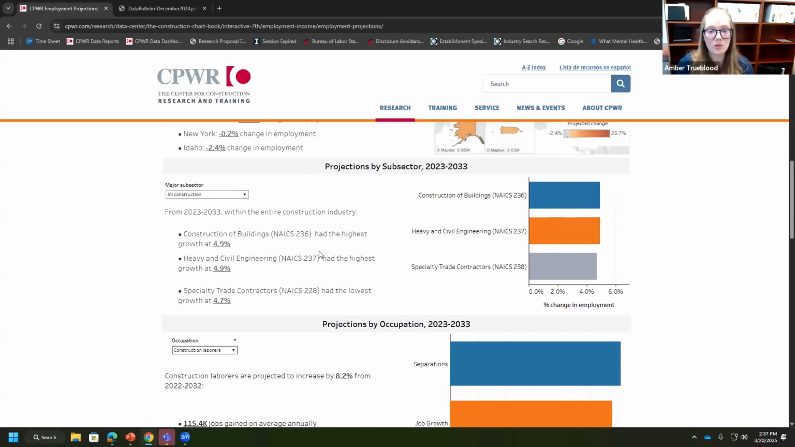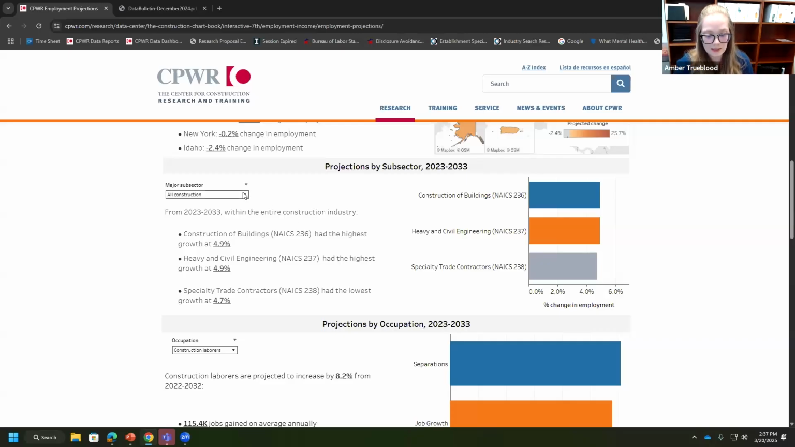Okay, jumping back up to our projections by subsector, which is another common data request we get within the data center. And when you're looking at this, you're like, okay, Amber, this looks the exact same. It looks like all of our three major subsectors have about a 5% growth from 2023 to 2033 within the construction industry. And you'd be correct. It's pretty stable, 5% across. So you'd say that's comparable.